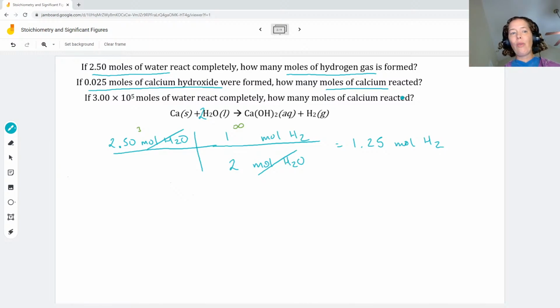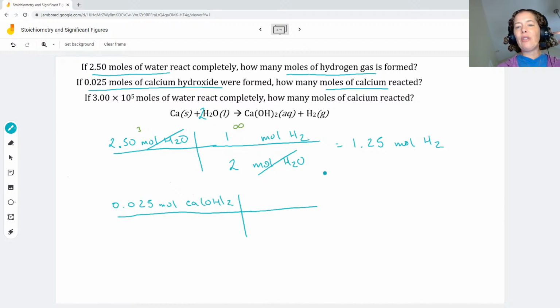So I'm just going to write down what I was given. I was given 0.025 moles of calcium hydroxide. And now I need to move into moles of calcium. So again, I'm going to find my mole ratio, which is just my numbers written in front of my different molecules. My number in front of my calcium hydroxide, again, is 1 because there's nothing there. And in front of my calcium is also 1. So this is a 1-to-1 ratio. These are the ones that we love the most because they're the easiest.